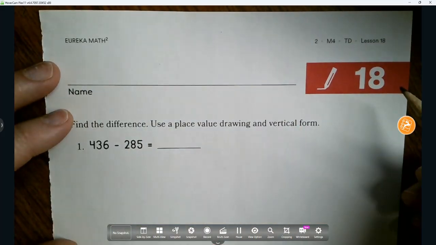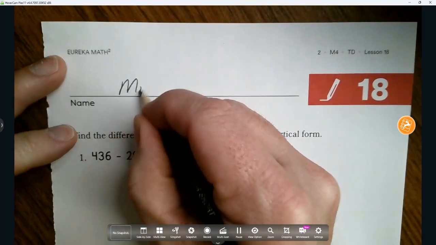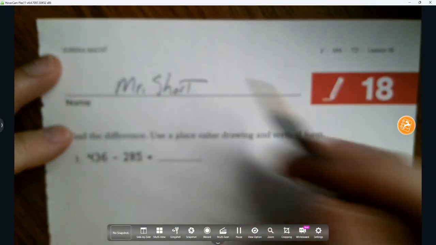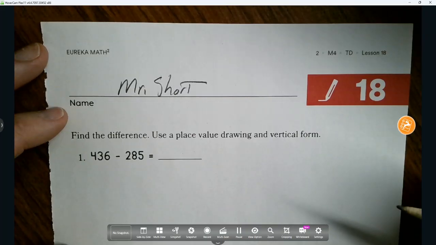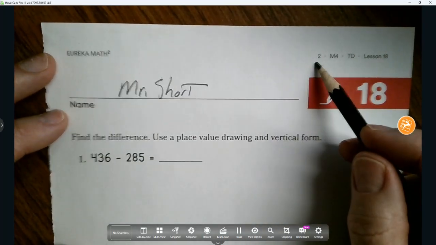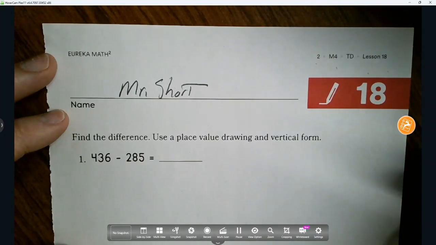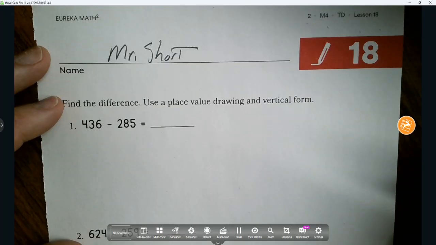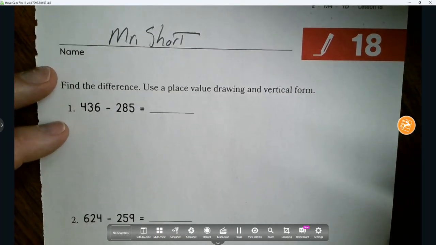Eureka Math Squared. I am Mr. Short. I don't have a class number, so I can't really write it there. Oh, okay, there. It got blurry on me. For second grade, Module 4, Lesson 18. It says, find the difference, use a place value drawing and vertical form. You have 3 problems tonight on page 89. There's nothing on the back. It's blank.